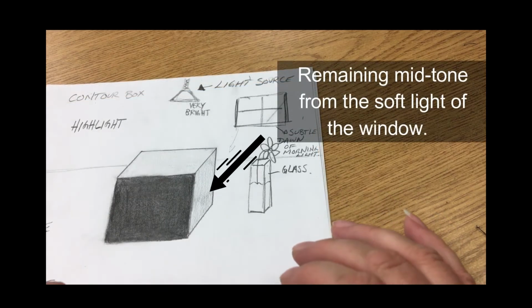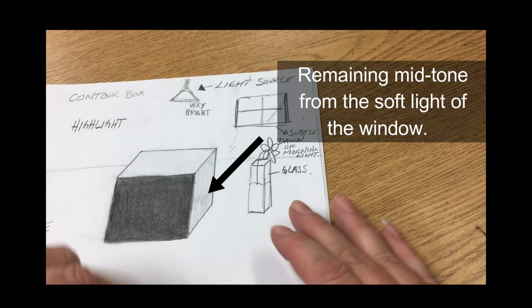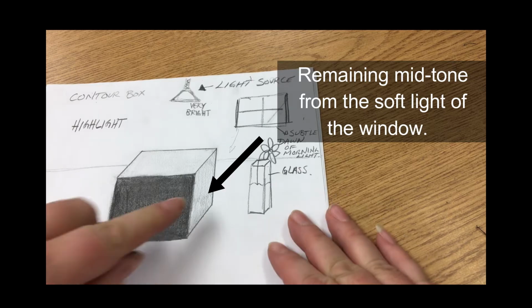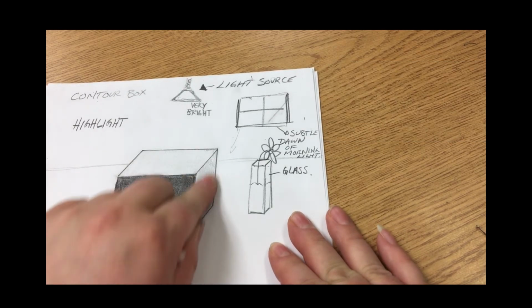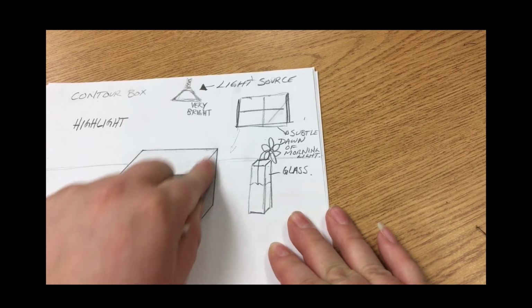Now on the right-hand side of our box, our midtone remains. This is because the light is still soft coming from the window, but it's not overly bright. Let's smudge it with our finger to make it look smooth.